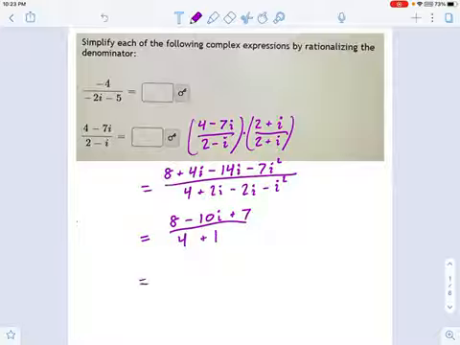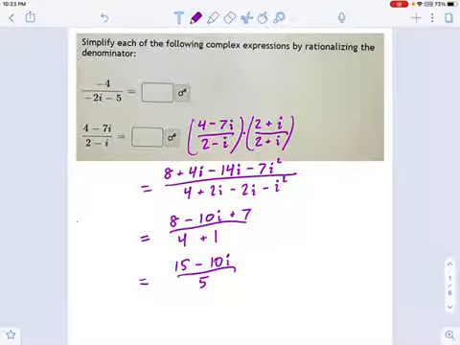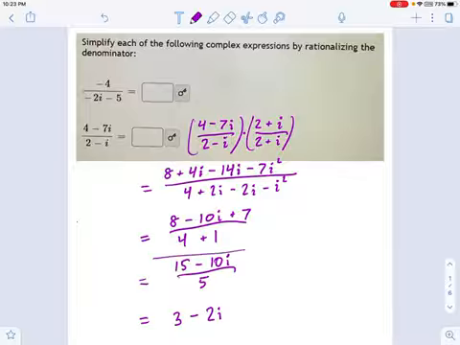So we keep on simplifying this, and we get 15 minus 10i on the top, and then 5 on the bottom, which we could simplify even more if we want to. You don't need to, but this would become 3 minus 2i. See, that rationalized quite nicely. It won't always simplify like in that last step, and this would be a perfectly acceptable answer.